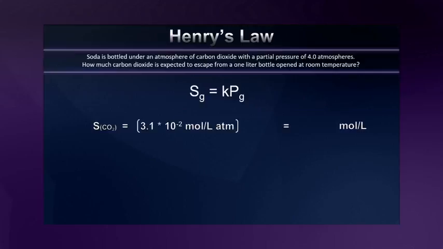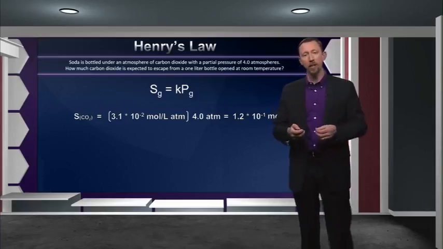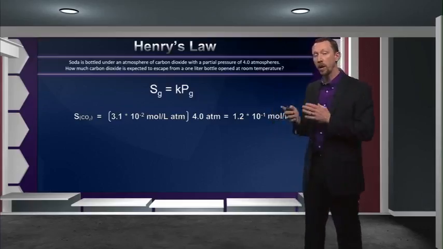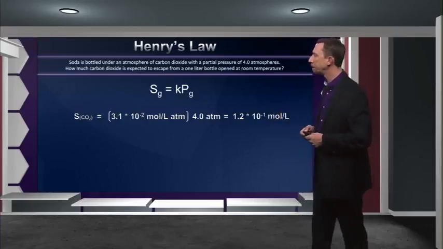We're going to have to use a Henry's law constant of 3.1 times 10 to the minus 2 mole per liter atmosphere. And we're going to multiply that by the partial pressure of CO2. In this case, 4 atmospheres in a closed bottle. A quick unit analysis lets me know that I've got the equation right. I'm going to get an answer of moles per liter. And in this case, it comes out to 1.2 times 10 to the minus 1 moles per liter. That's the total amount of carbon dioxide that's soluble in water under an atmosphere of 4 atmospheres carbon dioxide.